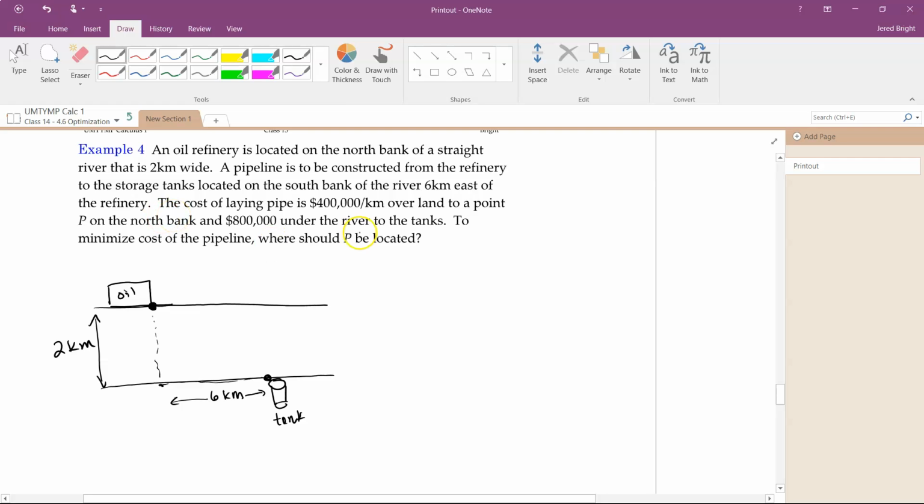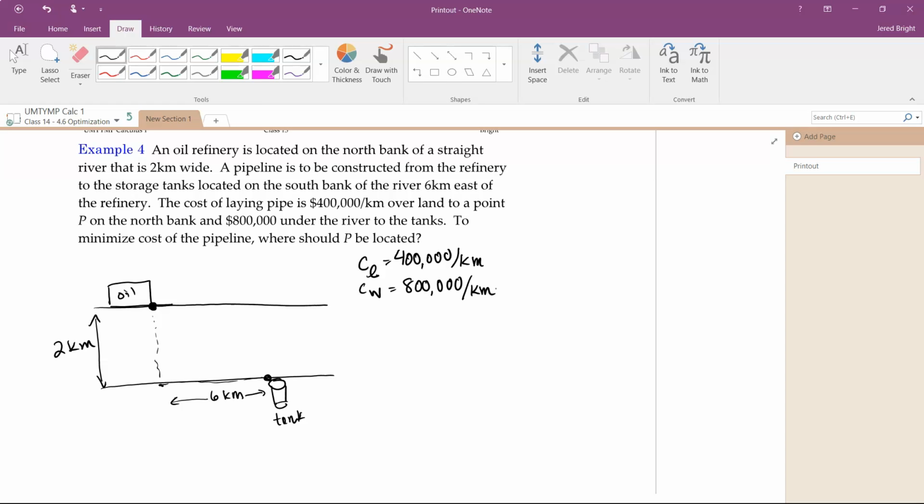Cost of laying a pipe is that. So the cost over land is $400,000 per kilometer, and the cost over water is going to be $800,000 per kilometer. And then we want to minimize the cost to construct this pipeline.